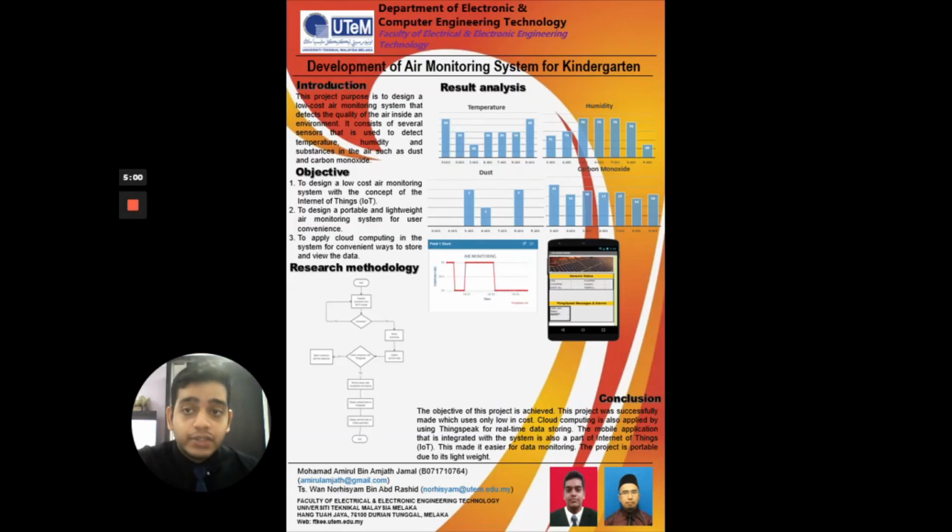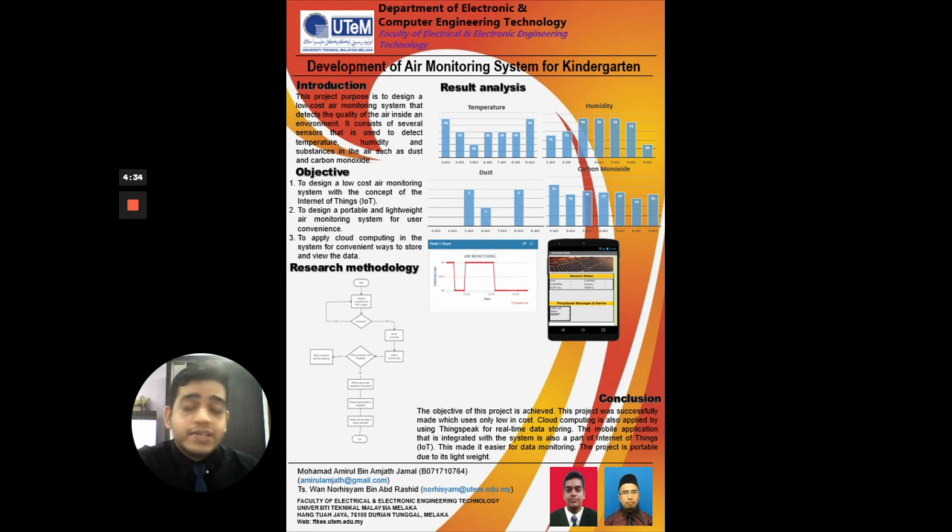As a conclusion, the objective of this project, to design a low-cost, portable, and lightweight air monitoring system for user convenience, is achieved. Hence, the first problem, which is that the current air monitoring system is high in cost, is solved. This project only consists of 4 sensors and a microcontroller. There is no heavy equipment used for this project. As a result, this project model can be carried easily and comfortably.